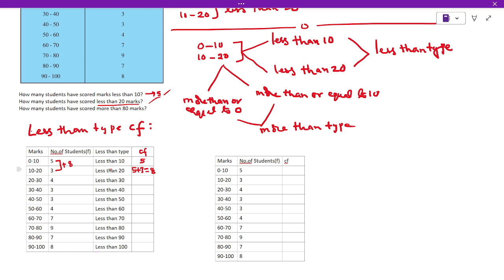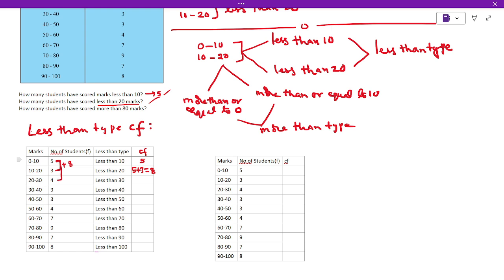Is that clear? And similarly less than 30: it could be 0 to 10, 10 to 20, as well as 20 to 30. So that means I need to include these three numbers.